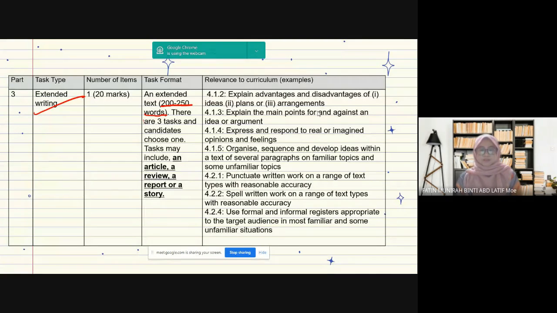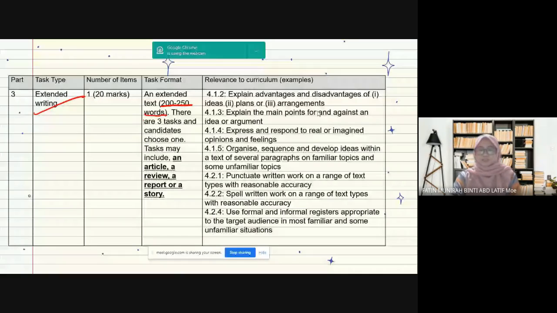Okay. They also want to test whether you can punctuate. Okay, sama ada boleh tu gunakan tanda baca. Okay, tanda baca written word on a range that types with reasonable accuracy, dengan tepat. And then whether you can spell the word accurately or not, boleh eja dengan betul tak? What is the difference between advise and advice, CE and SE? Okay, so that is what they are going to look up in the standard writing.